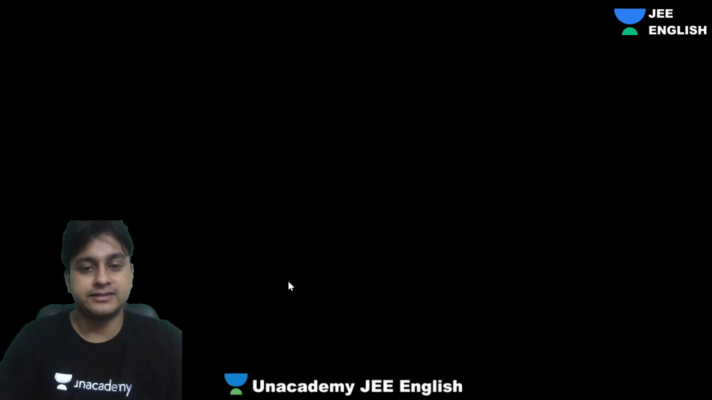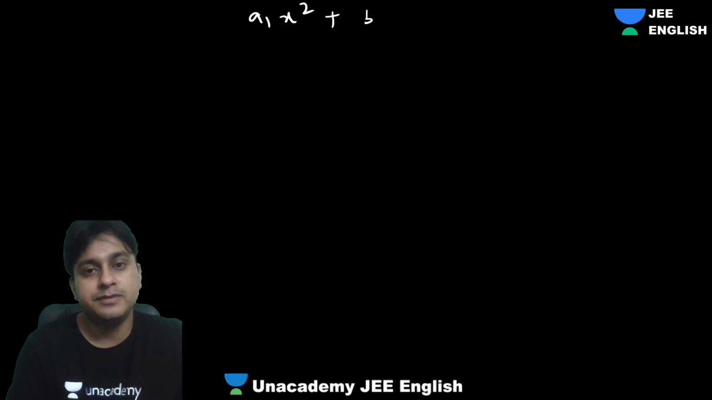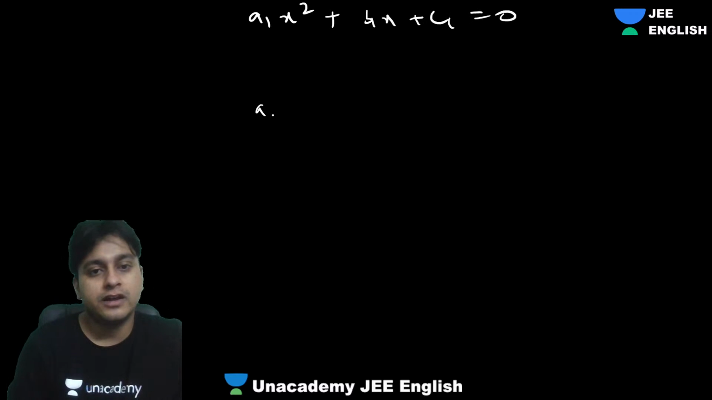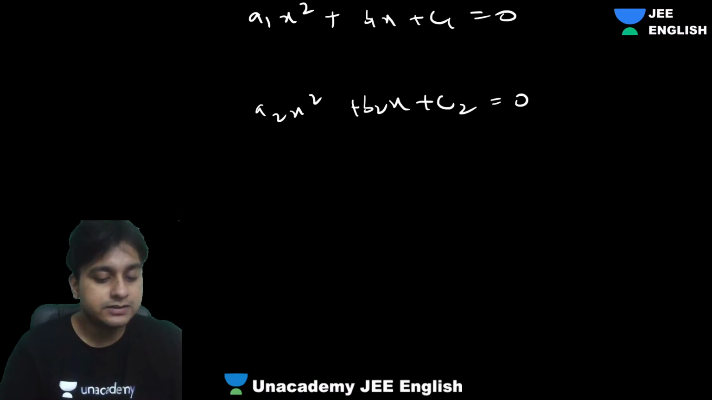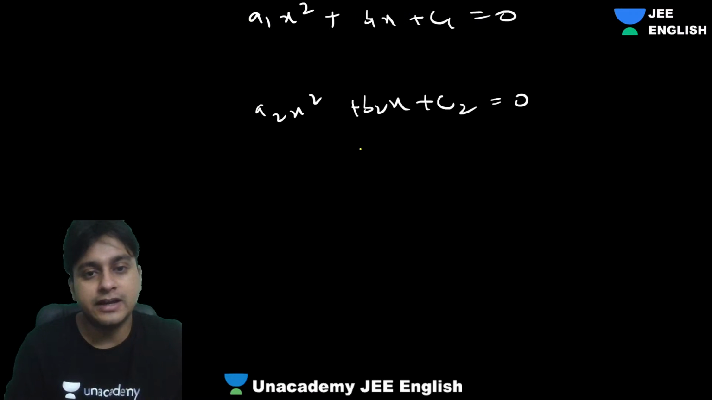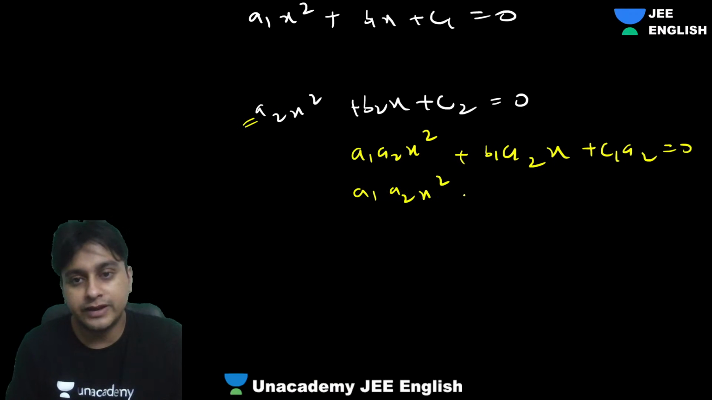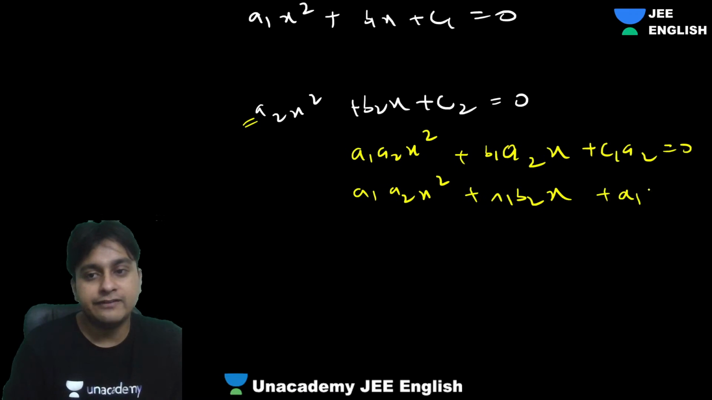Let's suppose I have something like this. One equation is a1x square plus b1x plus c1 equals to 0, and the other is a2x square plus b2x plus c2 equals to 0. So we will multiply the first equation by a2. What are we getting, guys? a1 a2x square plus b1 a2x plus c1 a2. And if you multiply the second equation by a1, you will get a1 a2x square plus a1 b2x plus a1 c2 equals to 0.